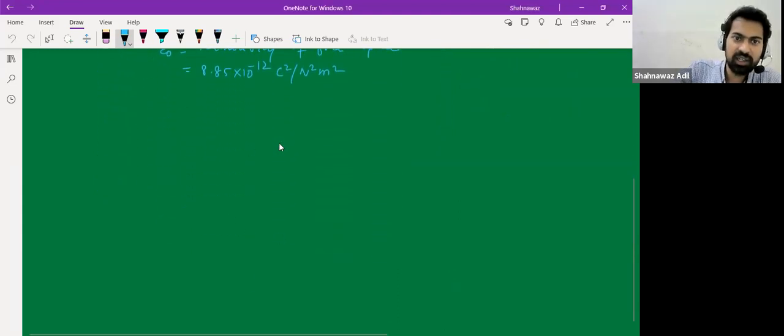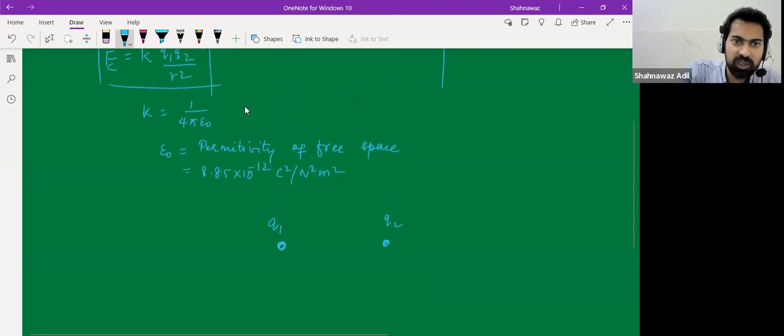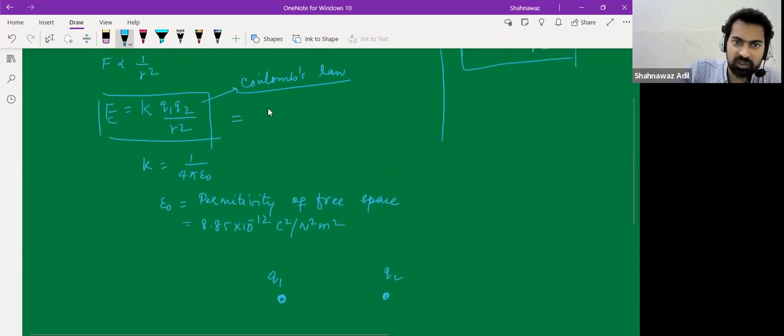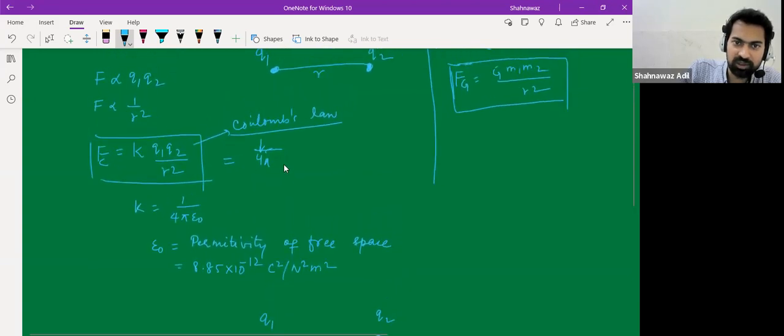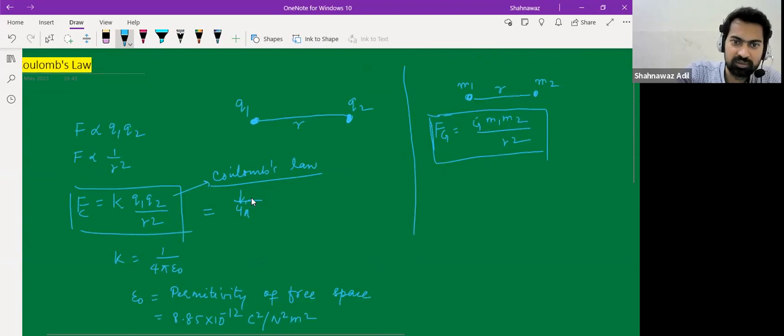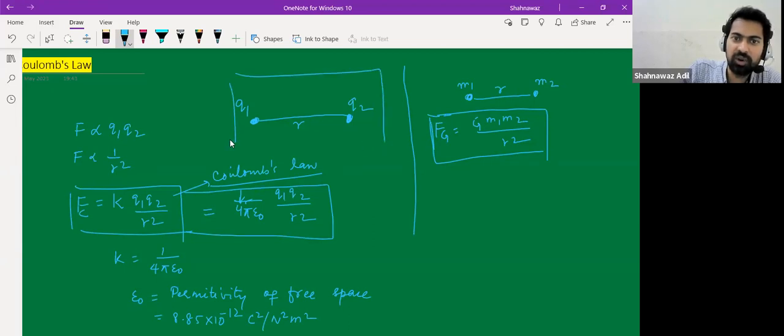So what happens is that you place these two charges in some medium, right? So your force is how much? Before the medium, your force is this: 1 by 4 pi epsilon naught, Q1 Q2 by r square. So this is the force when this is placed in the air.